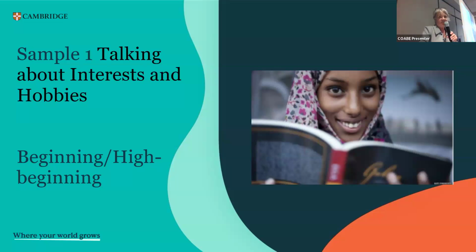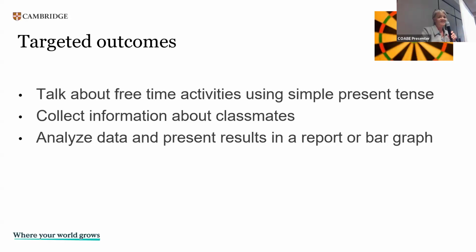All right, so our targets are, we're gonna talk about our free time activities using simple present tense. We're gonna collect information about our peers, our classmates, and we're gonna analyze some data and present results in a report or a bar graph, okay? Does that seem like a tall order for a beginning level class? But I wanna show you, I think we can do this with the right supports, the right decisions about content, process, and product, all right?